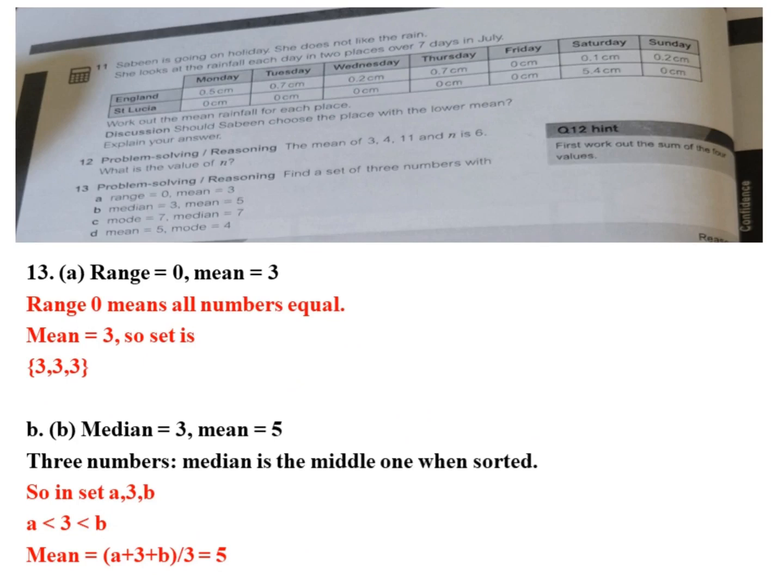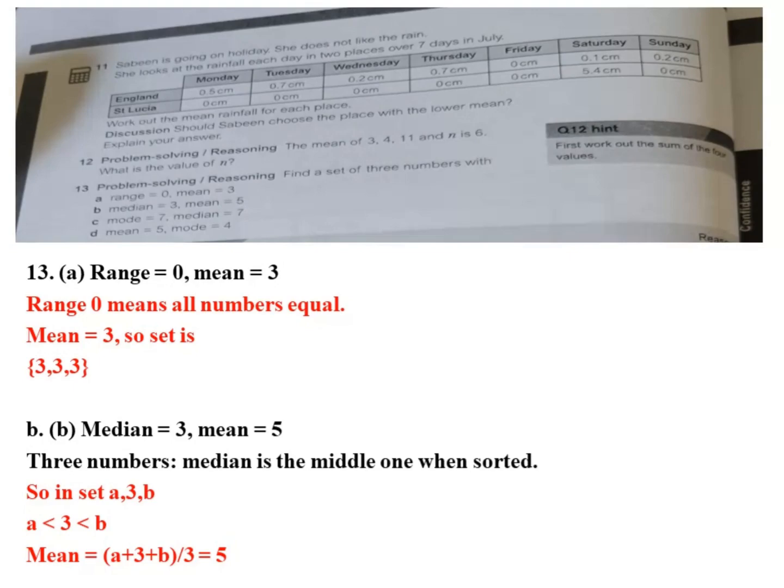Coming to question number 13, it has four different parts. Part A says to find the sets of three numbers when the range is 0 and the mean is 3. To find the range, you need to know the maximum value and the minimum value. Since the range is 0, the maximum and the minimum value should be 3. Since the mean is 3, the set of numbers should be 3, 3, 3.